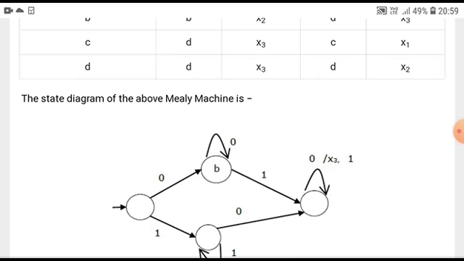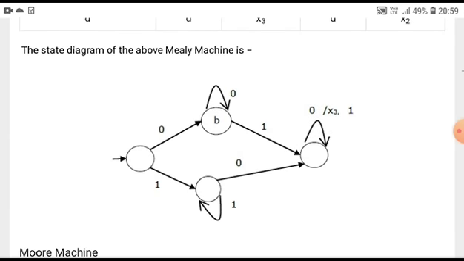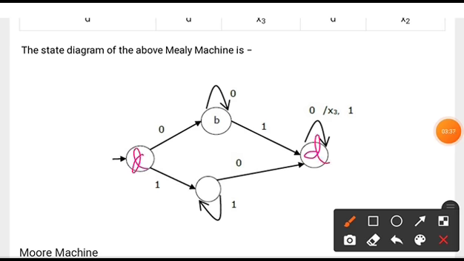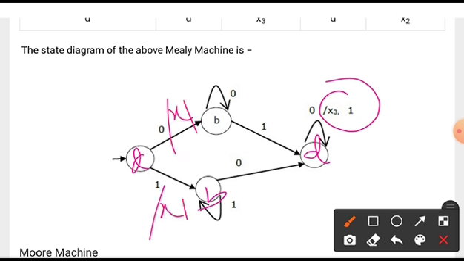So likewise for all the cases, there are some outputs associated. Here you can see that D on getting input 0 produces x3. So these are the basic examples of the Mealy machine, showing how we can draw the Mealy machine, and on getting a particular input the state will change as well as the output is also associated with it. So these are some examples.